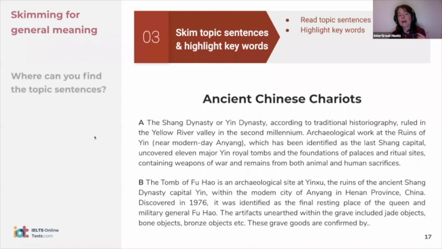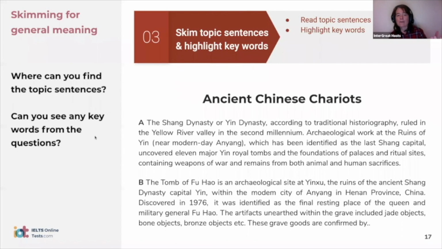So if we have a look at these topic sentences here. So paragraph A, what's the topic of paragraph A? Looking at it very, very quickly. What is this going to be about? Yes, so we have the Shang or Yin dynasty, okay? So any questions related to that, probably you're going to find in the first paragraph, okay? We can also take this opportunity to highlight any of the keywords that we found in the exercise. So here you can see Anyang, that was in one of the questions, okay?